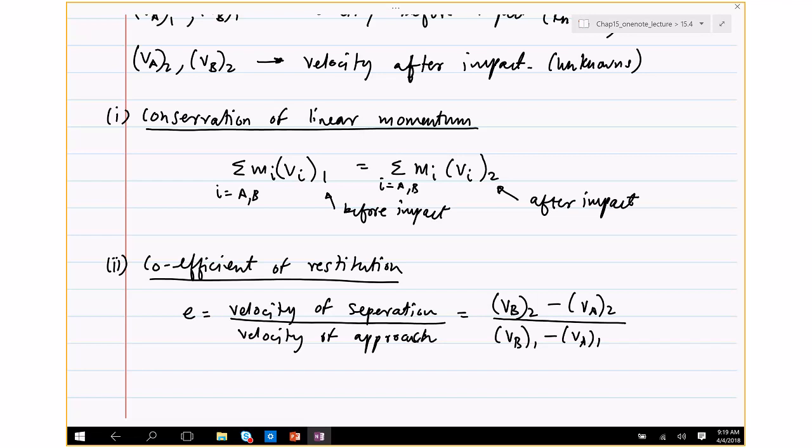I think I made a mistake here. Yeah, it should be swapped. Okay, so this is the difference in velocities of the two masses before impact in the denominator, and on top is the difference in velocities after impact. Okay, so in this case you would be given this. This is usually given.